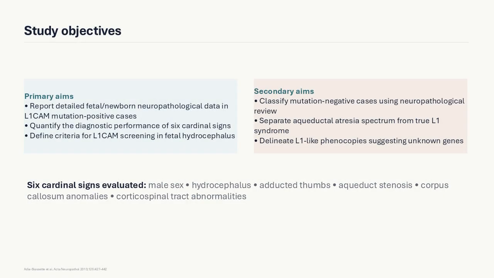The authors had three linked aims. First, they wanted to describe detailed fetal and newborn neuropathology in mutation-positive L1 CAM cases. Second, they wanted to measure the diagnostic value of 6 cardinal signs: male sex, hydrocephalus, adducted thumbs, aqueduct stenosis, corpus callosum anomalies, and corticospinal tract abnormalities. Third, they wanted to classify mutation-negative cases and decide which represented true mimics, aqueductal atresia spectrum, or L1-like phenocopies.